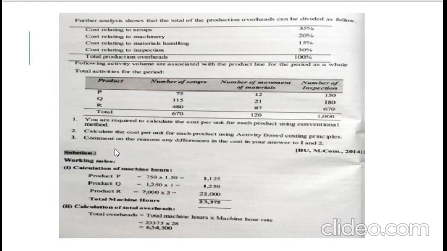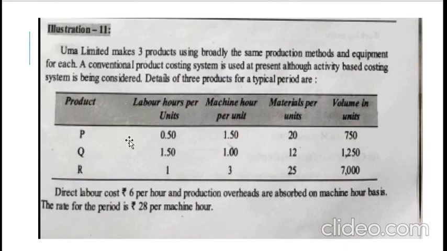Now in the question, they have given us the labor hours per unit, that is, for 1 unit what the labor hours are, and the machine hours per unit. Then they have given us material per unit and volume in units. Then they have stated direct labor cost rupees 6 per hour. So you will understand how to calculate this. And they have given us the rate for the period as rupees 28 per machine hour.